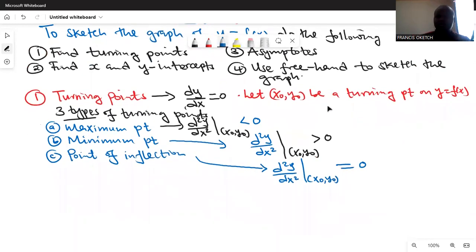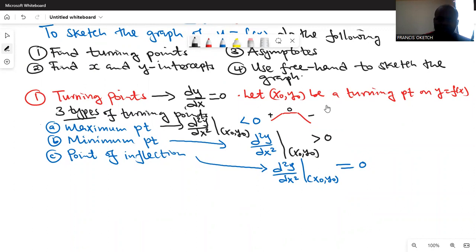But you could also use the sign test. There are two ways of testing the nature of a critical point. The easiest is to use the second derivative test, or you can use what we call the sign test. Sign test means at the maximum point, this is how the graph should behave. The slope should be rising, and then it levels, and then again it starts to fall. When it is rising, the gradient is positive. When it levels out, the gradient is 0. And when it is falling, the gradient is negative.